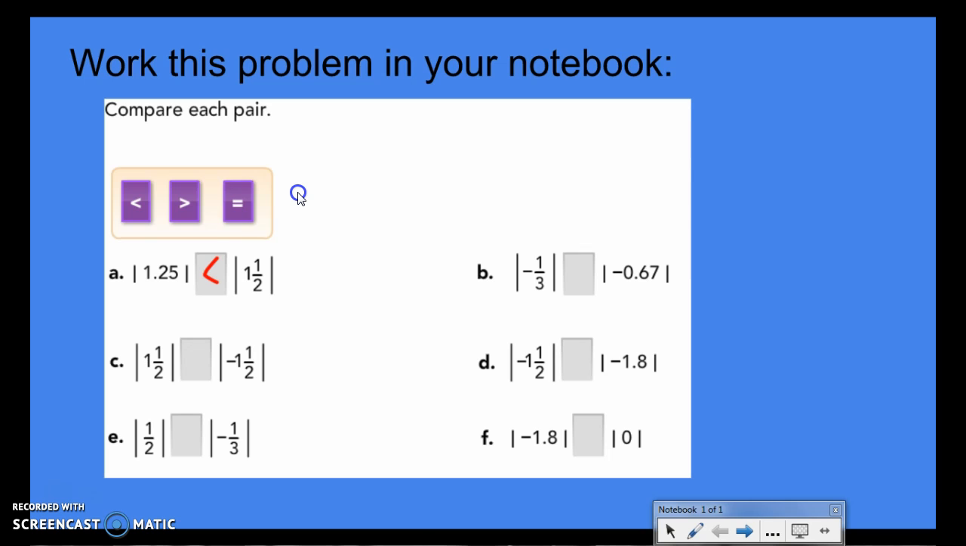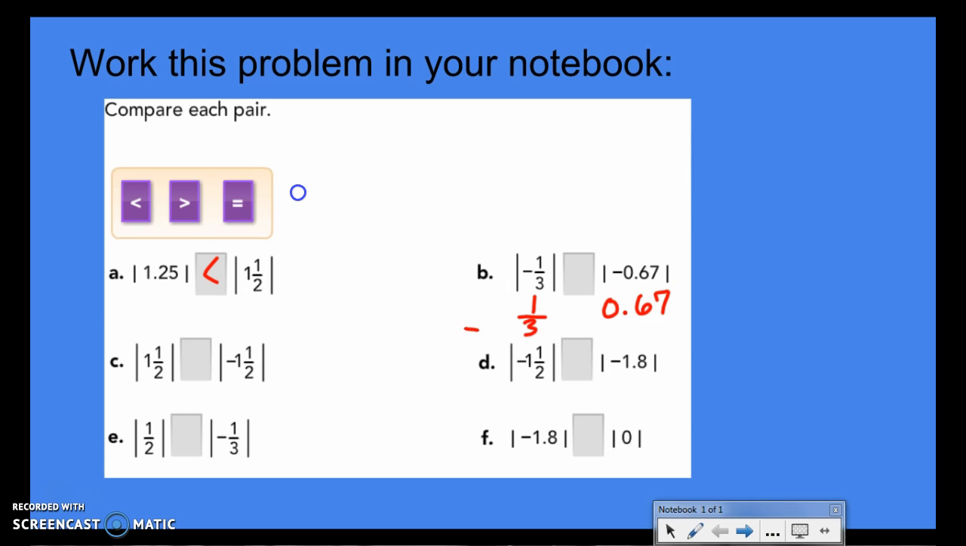Let's move on to B. We're comparing the absolute value of -1/3 and the absolute value of -0 and 67/100ths. Well, we know that this is the same as 0 and 67/100ths and 1/3 because the absolute value is only talking about distance. Okay? Again, when I'm comparing a whole number, a decimal and a fraction, I like to turn that fraction into a decimal.